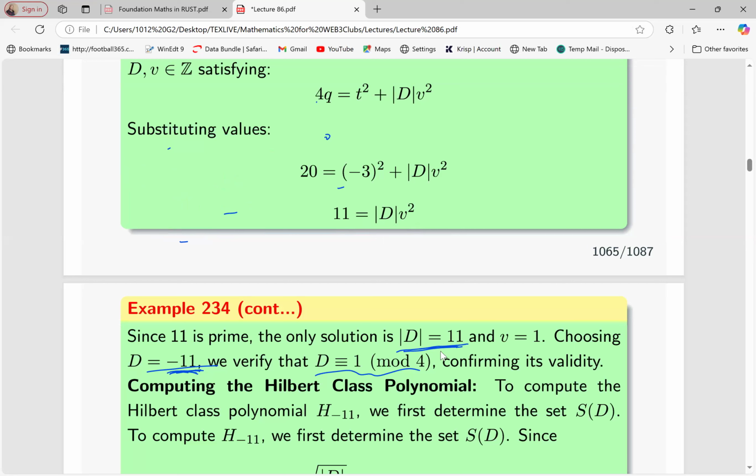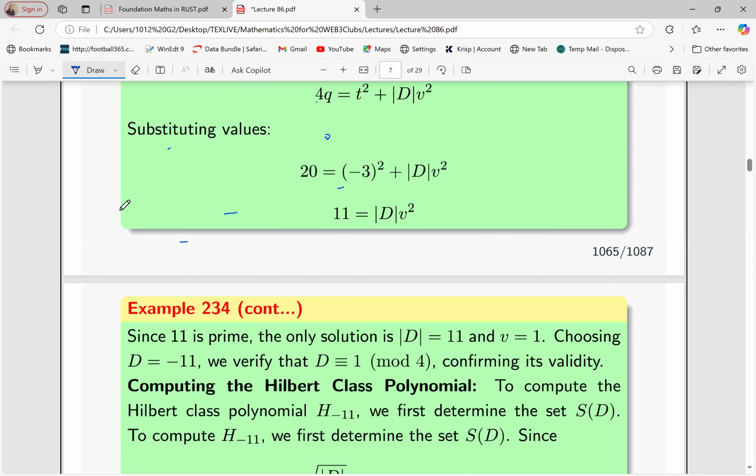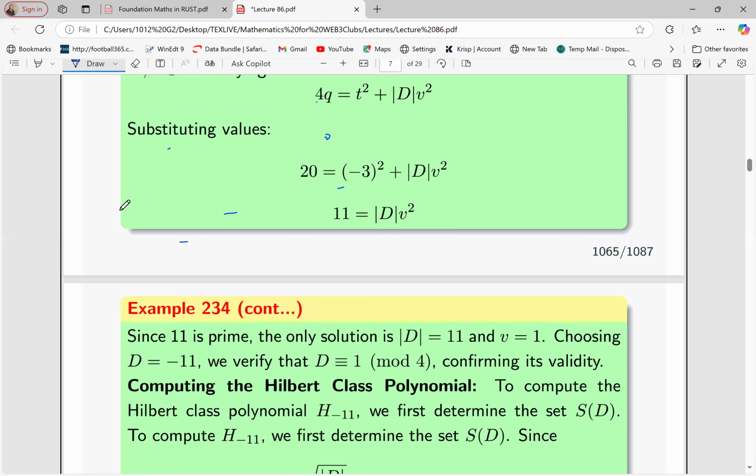What have we done? I'm trying to recap what we've done in this example. We chose our field, F5, and we want our elliptic curve to have 9 points. So the first step, with those 2 conditions in mind, we calculate our trace. After calculating our trace, we proceed and calculate our D and V.